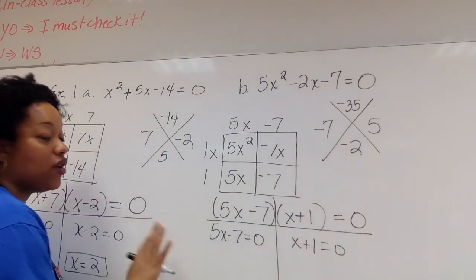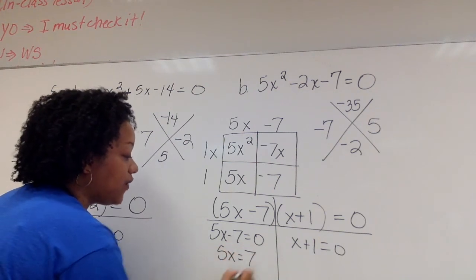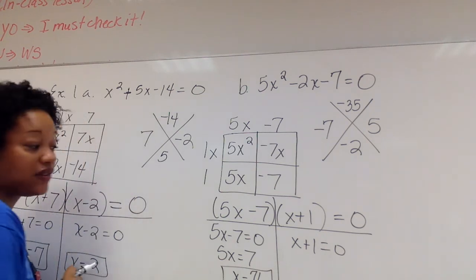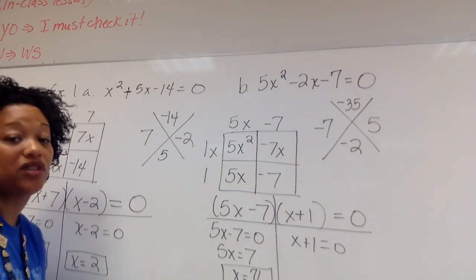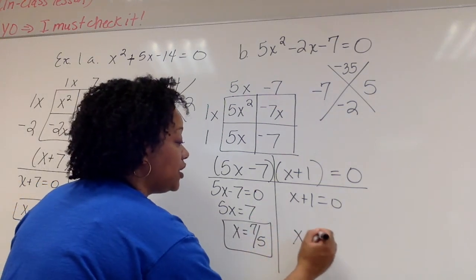All right? Now, you're going to get a fraction. Don't sweat it. 5x equals 7. Your first solution is 7/5. And I'm not going to tell you where that came from. Y'all should know that by now. I mean, we're in quarter 4. And my second solution is negative 1.